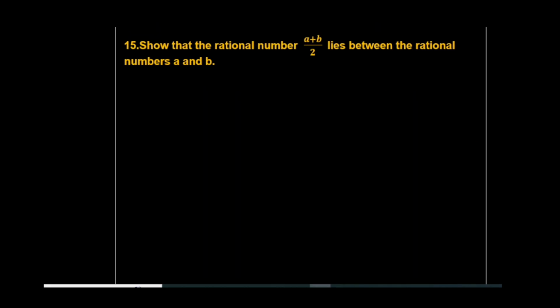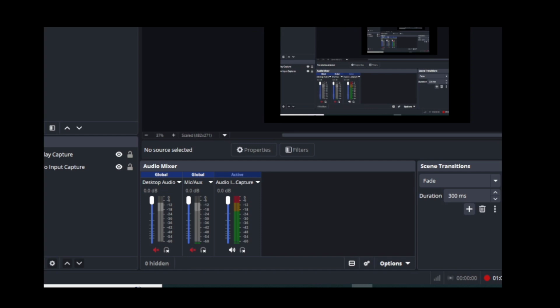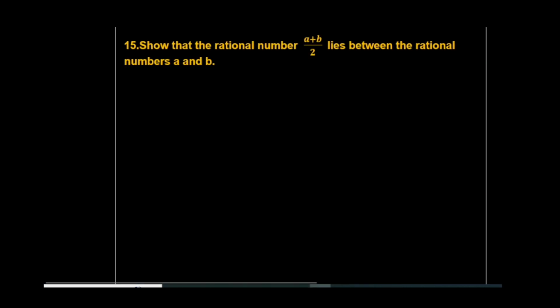Show that the rational number (a plus b) by 2 lies between the rational numbers a and b. So suppose a is less than b, first case. I'm going to add a on both sides. a plus a is less than a plus b. So I'm going to get 2a is less than a plus b. Nothing but... Look at the next question.